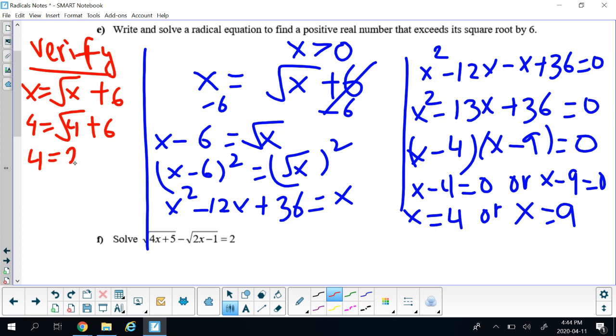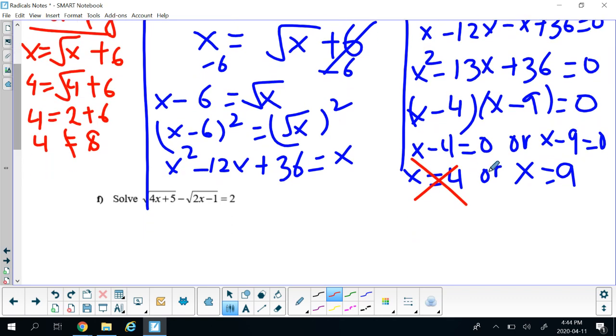Square root of 4 is 2. This is what we get, right? So on right side, we get 8, and on left side, we have 4, and 4 is not equal to 8. So it means that x equal to 4 is not a solution, okay? It is extraneous root here. Next, x equal to 9.